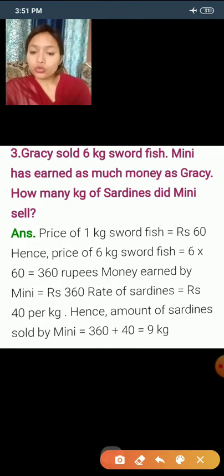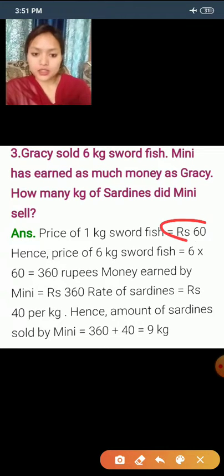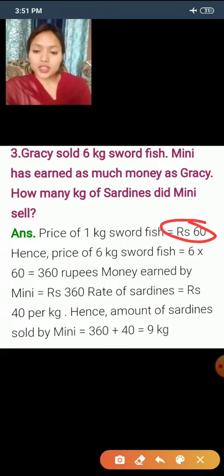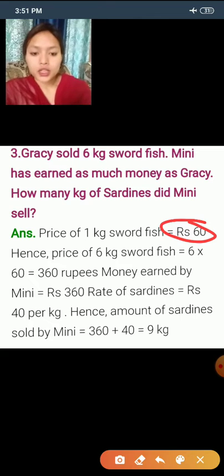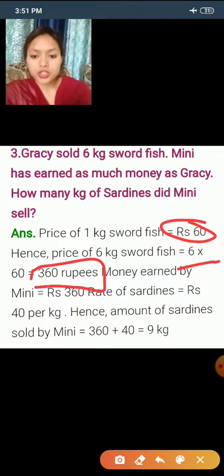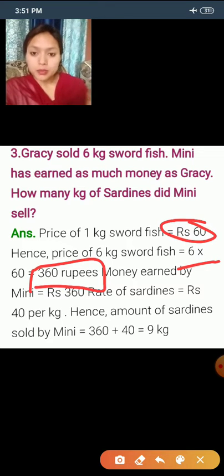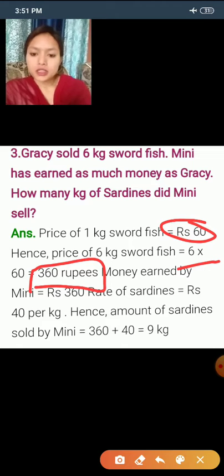Now here you know the cost of 1 kg swordfish is 60 a kg. It is written 60 a kg. She has sold how many kg? 6 kg she has sold. So what will we do? If we know the price of 1 kg and we have to find for more, we just multiply. So it is 6 multiplied by 60, which is 360 rupees. Means she earned 360 rupees. Similarly, Minnie earned the same amount, means Minnie also earned 360 rupees.